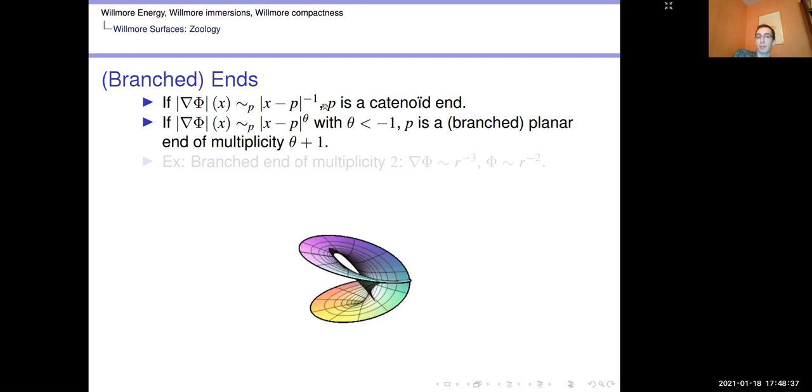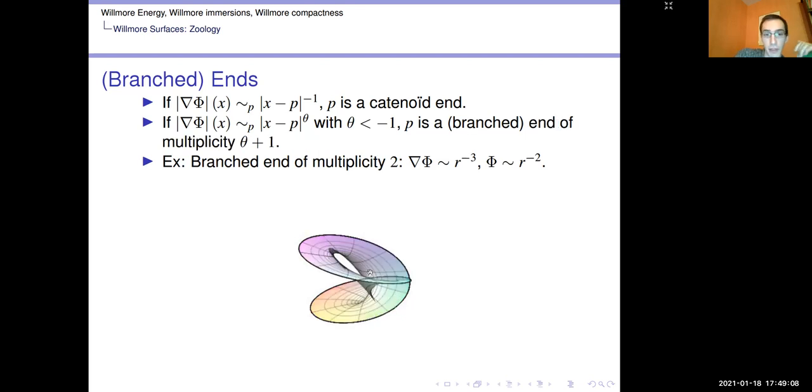If x minus p behaves as some r to the power theta, with theta an integer smaller than minus 1, we say that p is a planar end of multiplicity absolute value of theta plus 1. And in fact, we say that it's branched if the absolute value of theta plus 1 is strictly bigger than 1. An example is going to make things clear. If I want a branched end of multiplicity 2, I need nabla phi to behave as some r to the power minus 3. And thus, phi is going to behave as r to the power minus 2. So I'm going to have two sheets going to infinity. If I look in a see-through manner, you can truly see the two sheets, and we can identify the multiplicity of the branched end as a winding order at infinity.